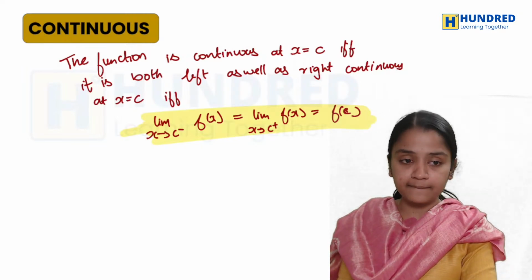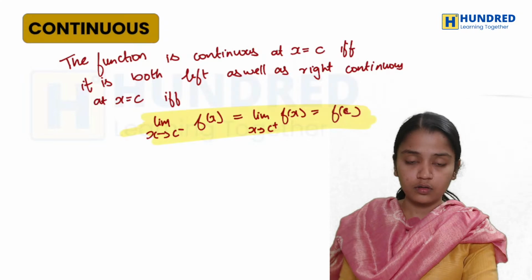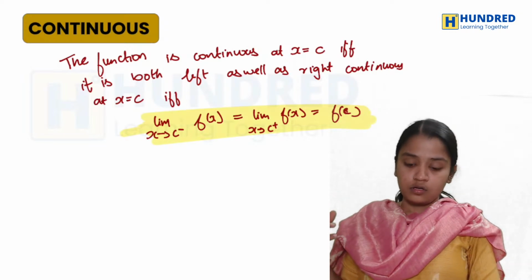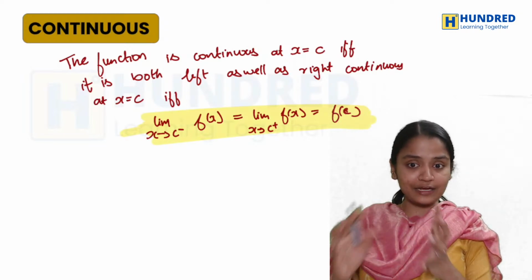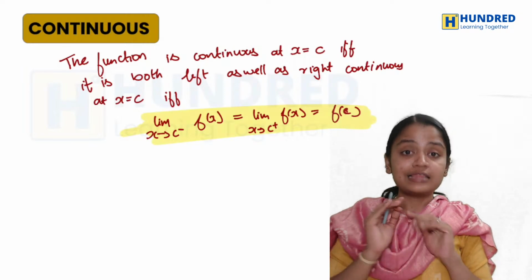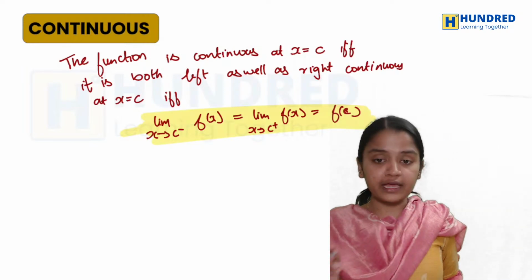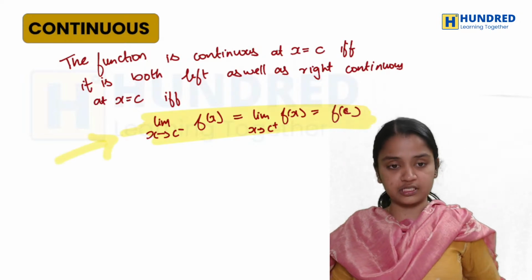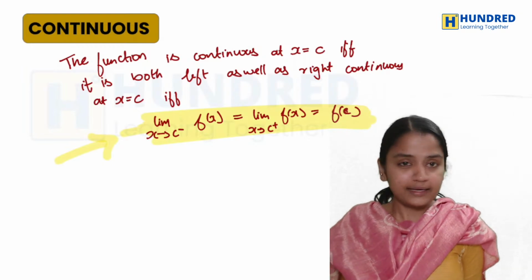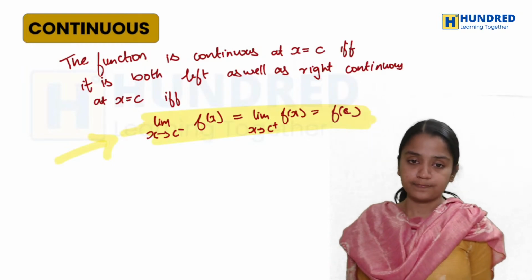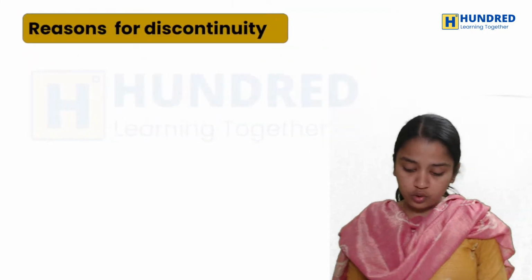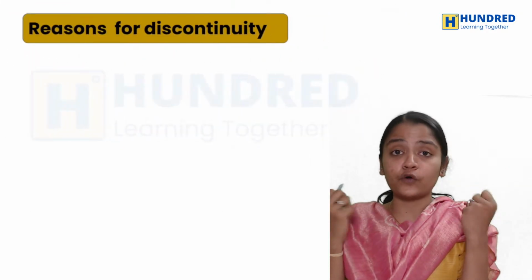So are you clear? This is the definition of a continuous function. This is the exact definition. So if they're asking you to prove if your function is continuous or not, you just have to prove this. That's all that is enough to prove. Are you clear? Superb. Now we have seen the reasons for continuity.